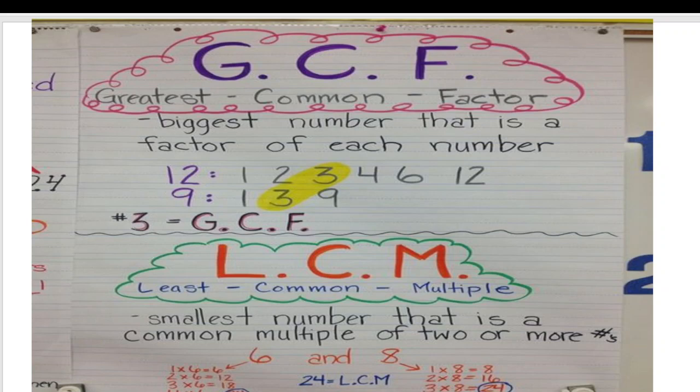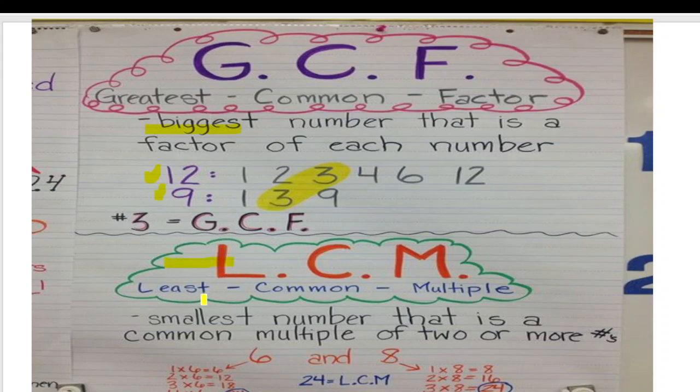Now let's learn GCF, greatest common factor. Biggest number. What is GCF? The biggest number that is a common factor of each number. Like for example, we have 12 and 9. So 12 has 1, 2, 3, 4, 6 and 12, and 9 has 1, 3 and 9. So the common factor of 12 and 9 is 3, the biggest common. So 3 is the biggest number. So 3 is equal to GCF, greatest common factor.